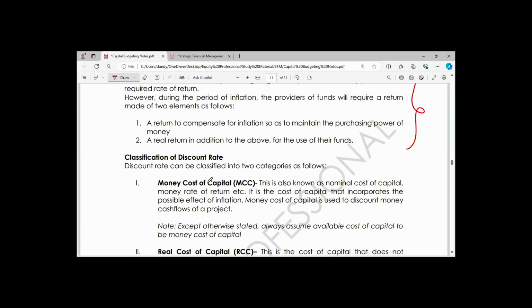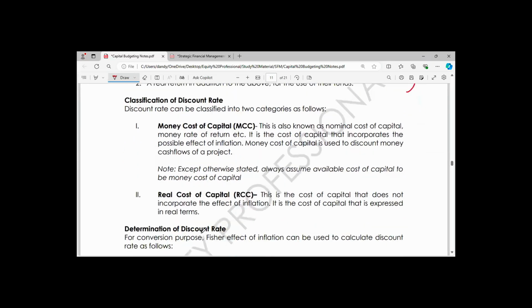Then, what is real cost of capital? The real cost of capital is the one that does not include the possible effect of inflation. It's a cost of capital that is stated in real terms. So when you want to calculate cost of capital for the purpose of inflation, you are going to need Professor Irving Fisher's effect formula to compute your cost of capital.